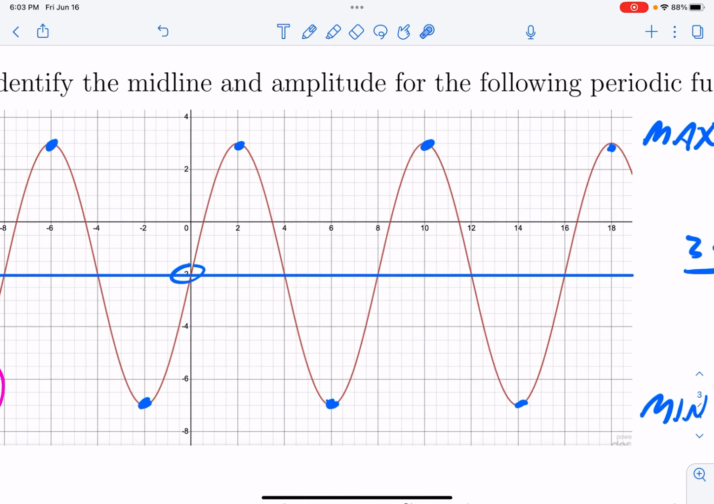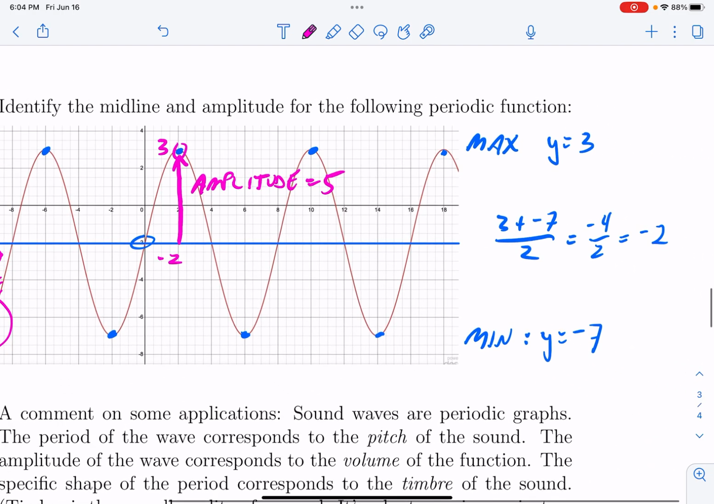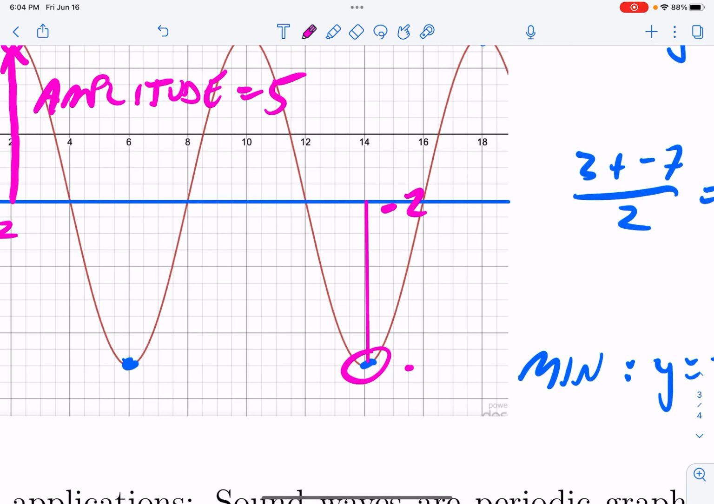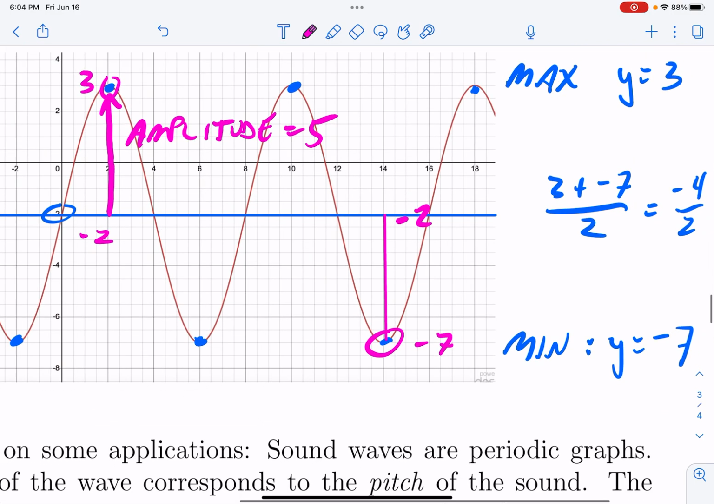So on the graph, you could draw it in. So here is a maximum. We could go straight up from the midline to the maximum. How far is that? This is at 3, this is at negative 2. Those are 5 units away. So our amplitude is equal to 5. And if you're doing this correctly, it should be the same in terms of how far down you go. If you find a minimum point, and then you find the point on the midline directly above that, this is at negative 2, this is at negative 7. Those are also 5 units apart. So our amplitude is equal to 5.